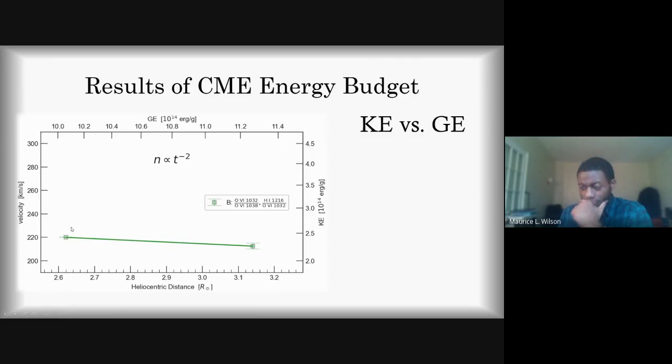So the height is directly proportional to the gravitational potential energy. I'm just showing that from velocity to kinetic energy, the kinetic energy here is about 10^14 ergs per gram, the specific energy. So just keep that in mind. For our CME, about 200 kilometers per second correlates with that 10^14 ergs per gram.